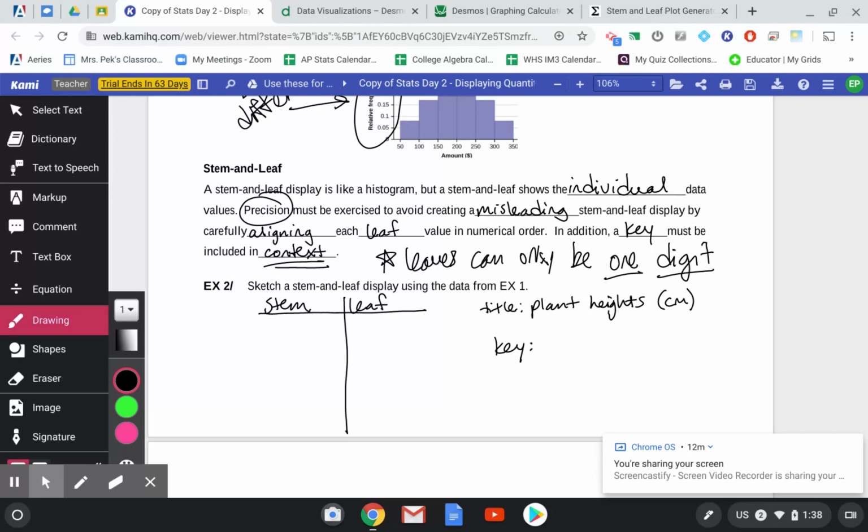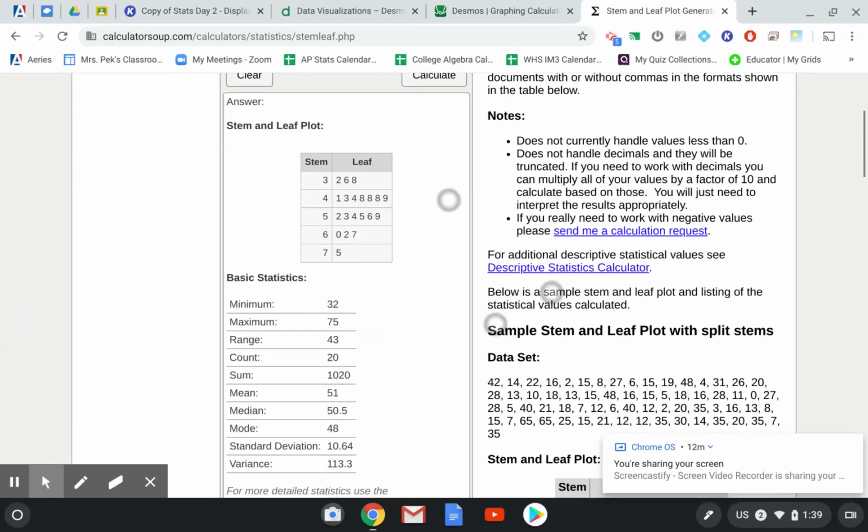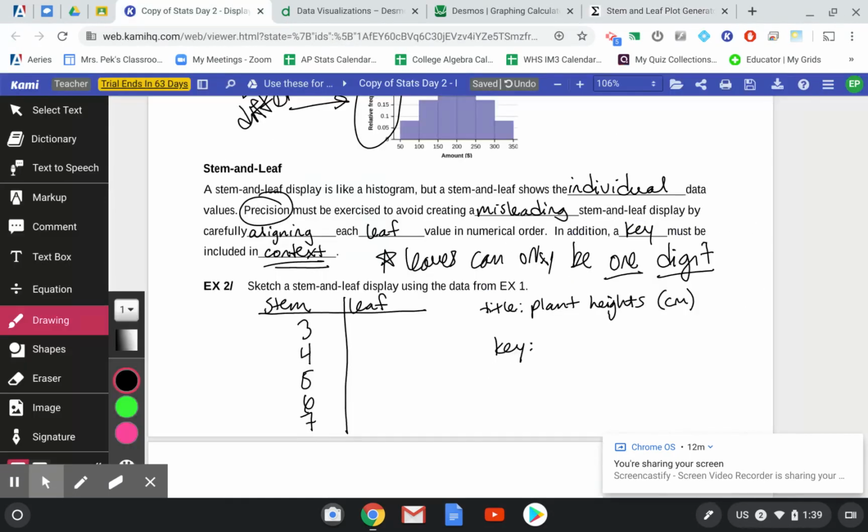Now, all of my numbers are only 2 digits long, so I only need 1 digit in my stem. And I'm going to start with 3 for 30s, 40s, 50s, 60s, 70s. And I don't think we had any 80s. One of the ways we can see that, actually here, it shows you basic statistics. Min was at 32 and max was at 75. So I know we don't have to go any farther than 7. And then the leaves are going to be the numbers.